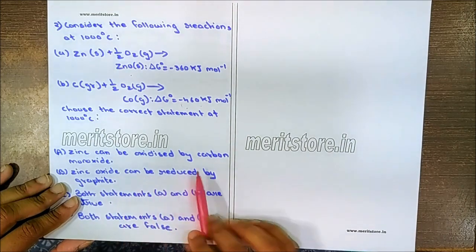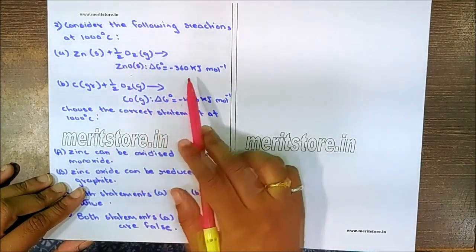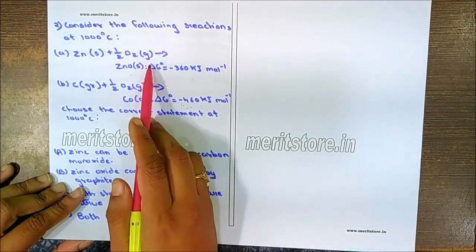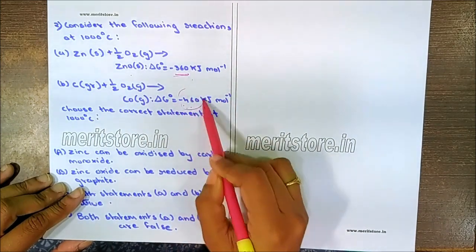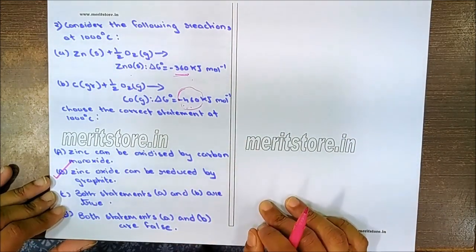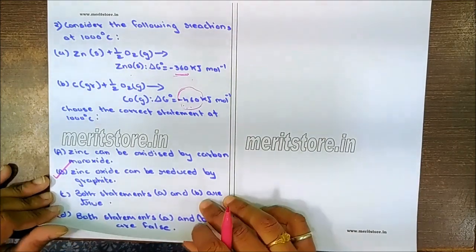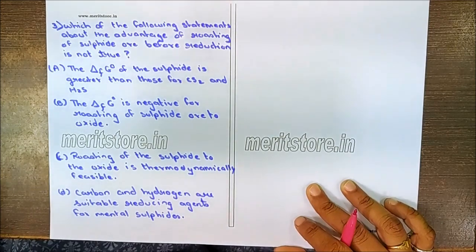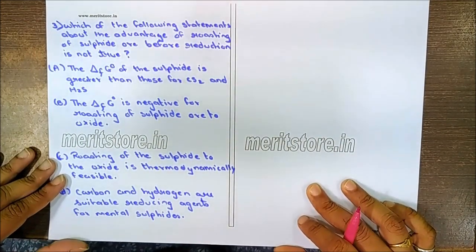Option B, zinc oxide can be reduced by graphite. That means we are talking with respect to the same two reactions. If we are reducing zinc oxide with carbon monoxide, the delta G will be positive, so it is non-spontaneous, but here it is minus 460. So graphite can reduce the zinc oxide. Both the statements A and B are true? That's not right. Both the statements A and B are false. So option is B.